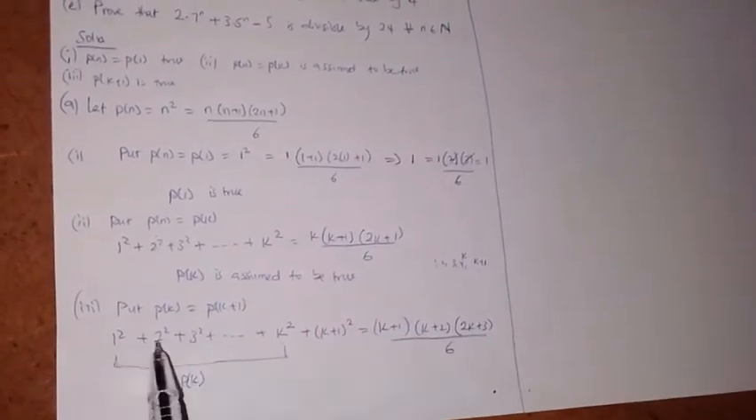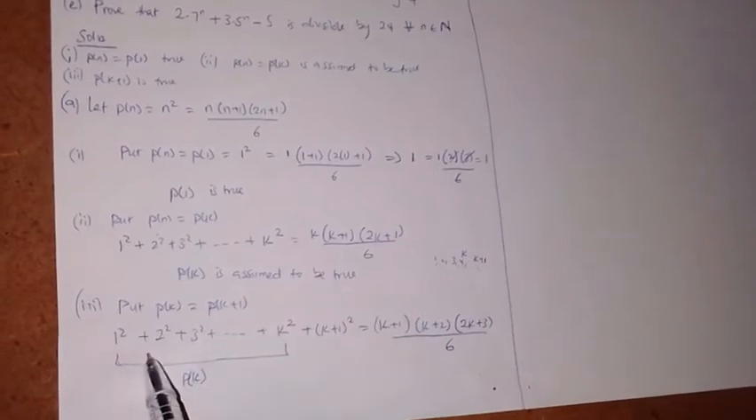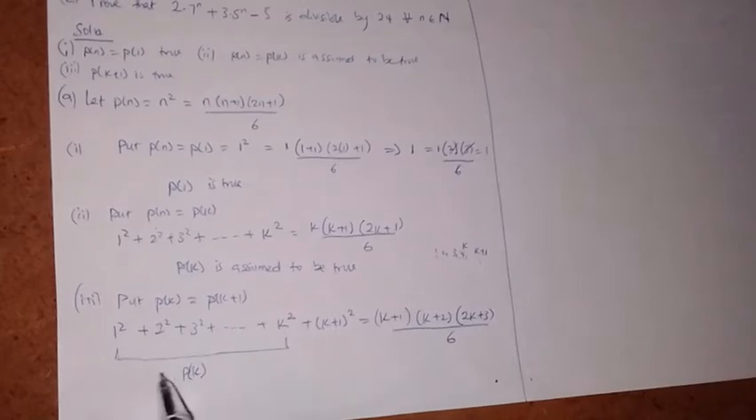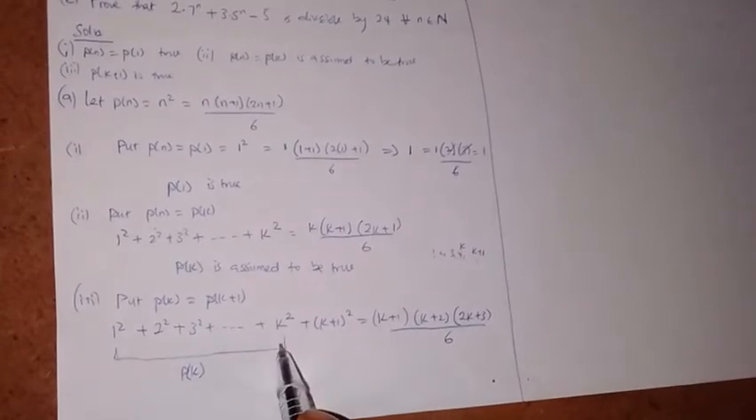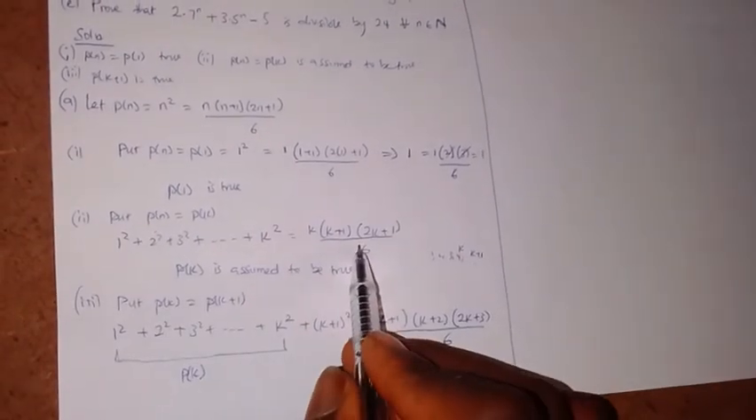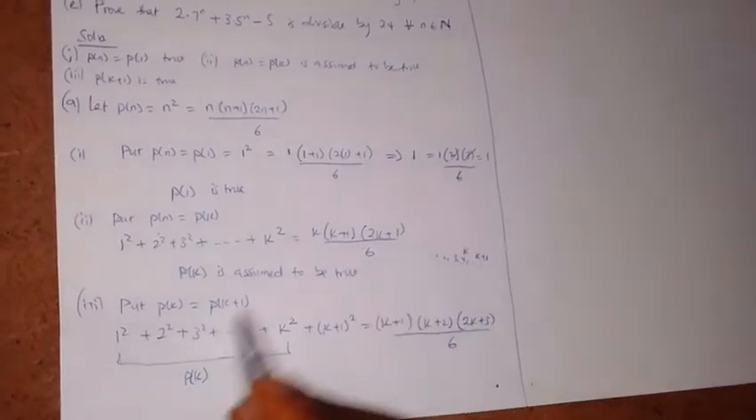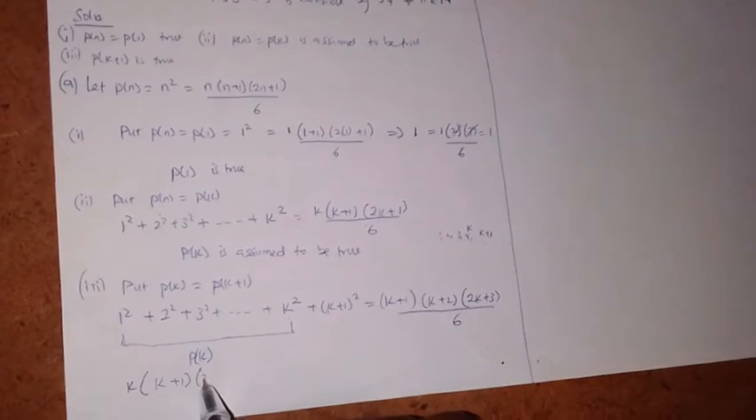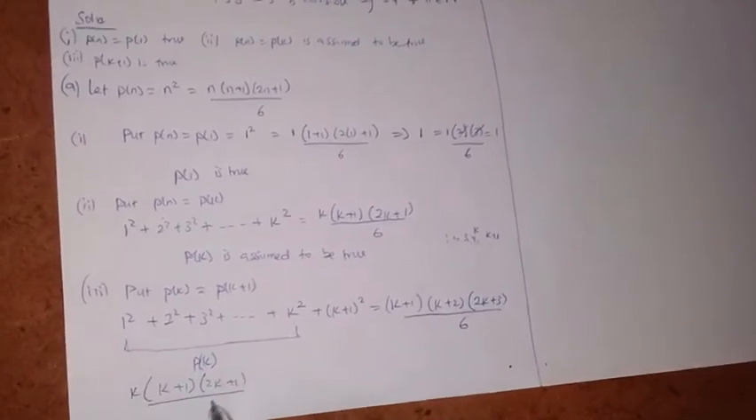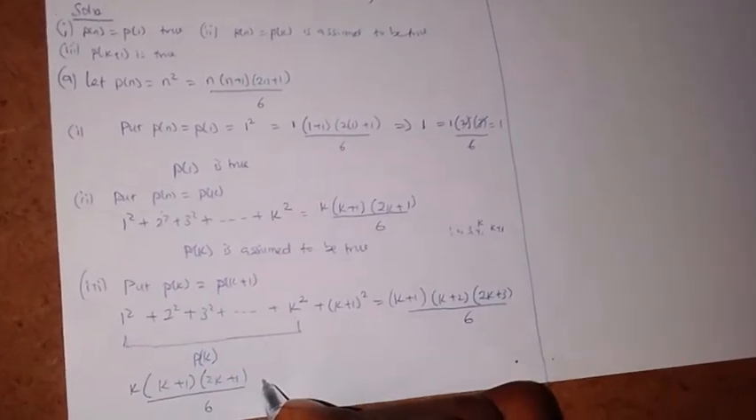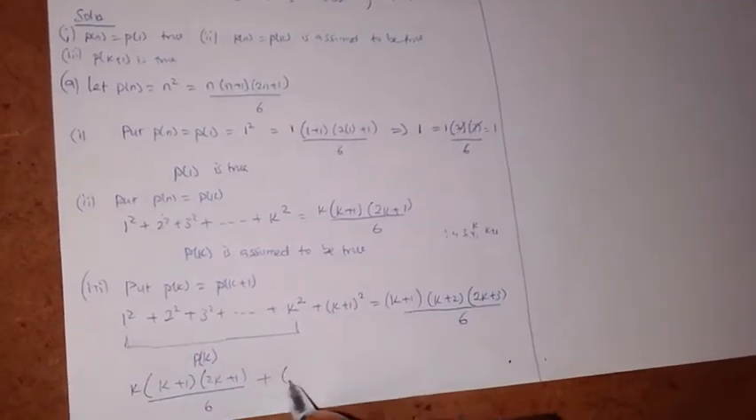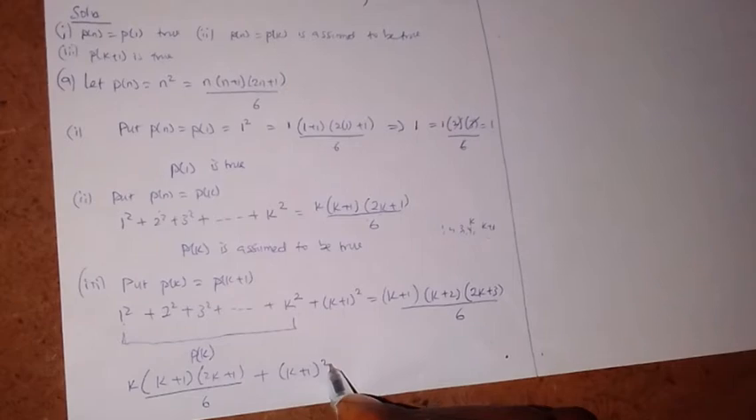Just take note. Whenever you have gotten to P of k plus 1, you are going to write your P of k first. Our P of k represents this, it means that this is equal to this. So from here to here represents already what? k into k plus 1 into 2k plus 1 all over 6. Now, that's from here to here. What remains? Plus k plus 1 all squared.